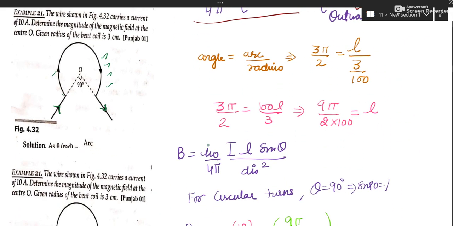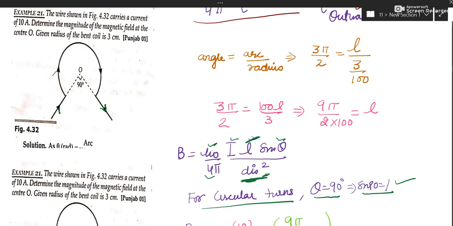So this is my Biot-Savart's law: mu naught by 4 pi, I L sin theta by distance square. For circular turns and arcs, theta is 90, and sin 90 is 1. Now what is left is your distance square. Distance is simple; distance is your radius. Point O from this is your radius. Radius is given as 3 centimeter. You'll convert into meters, so distance can also be substituted.